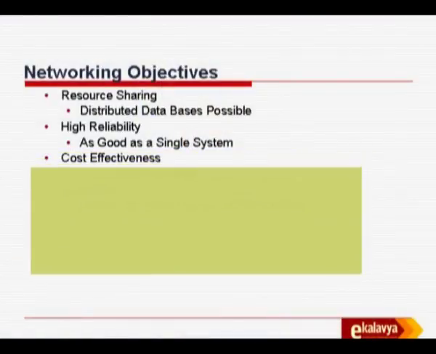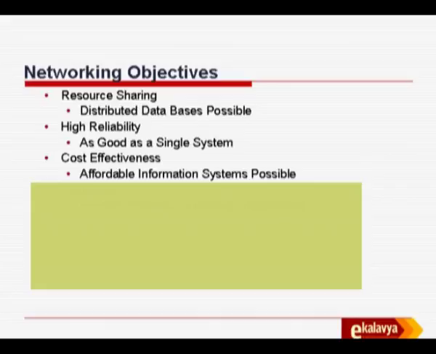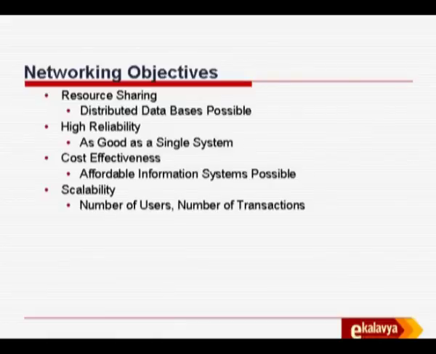Affordable information systems are possible because you don't have to go near the computer to exploit it. You can be sitting anywhere else. And as the networking costs come down, access to information systems becomes affordable. And of course, you can scale because you can put multiple servers not only at a single place but at multiple places, and therefore achieve a much higher number of transactions and a larger number of users. These are some fundamental objectives behind any networking, not necessarily wide area networking. We shall see the networking types in a moment.